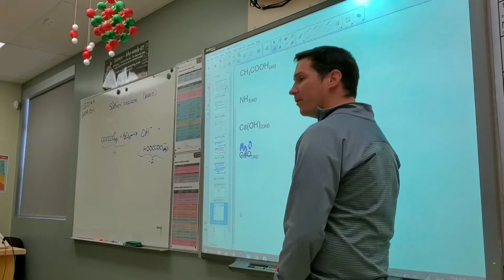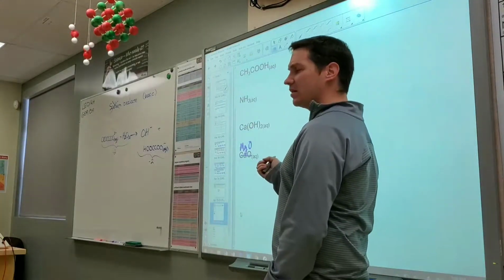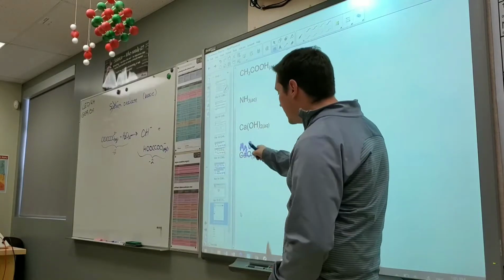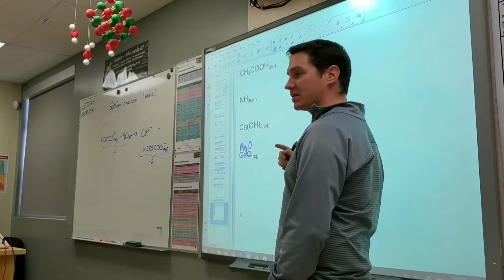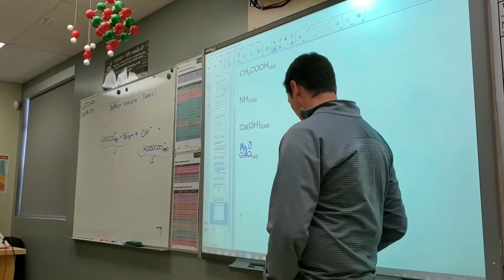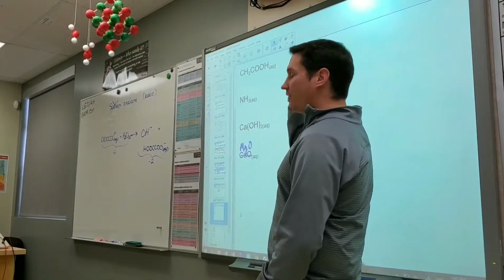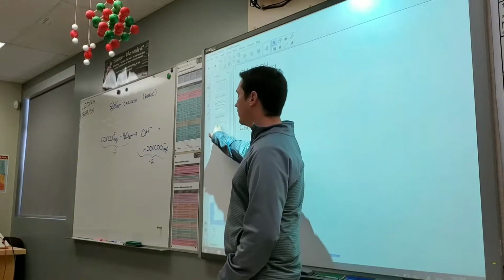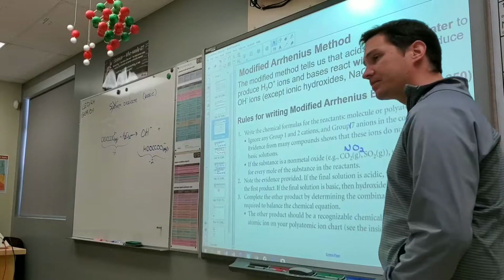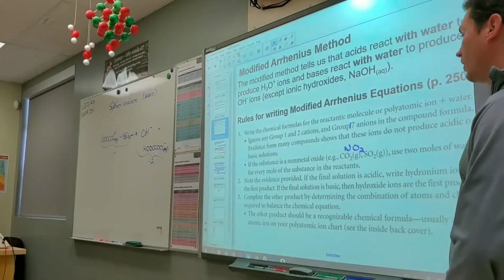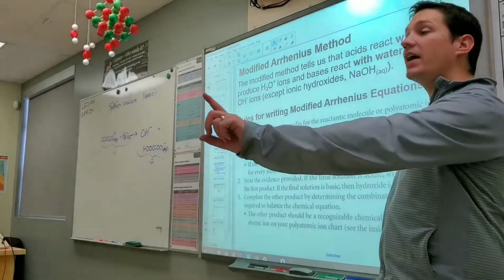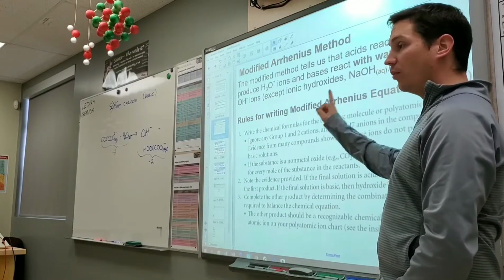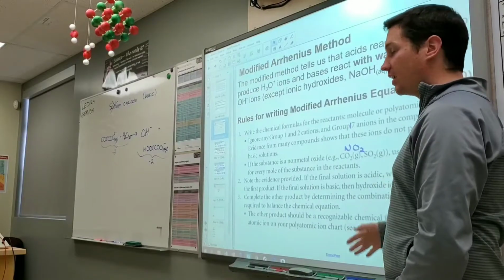So what I want to do right now is write the equation that explains why this thing makes a basic solution. If I want to explain how this thing makes a basic solution, what's my first step? If it's ionic, we have to ignore what? Group 1, 2, and group 17 ions.